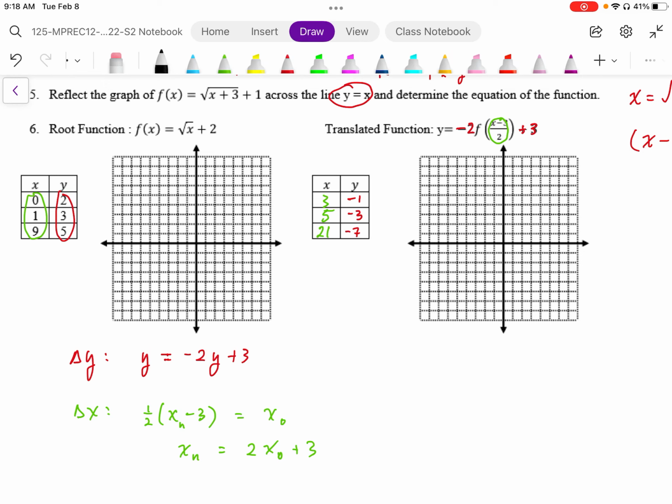So I'm going to scale my x coordinates to draw this graph. So the original graph, I'm going to put my original square root points in. Okay, so I'm going to have my original square root points like that. My transformed points, I'm going to have at x equals 3, -1, 5, -3, 21, -7. So -7 right about here. Okay, 1, 2, 3, 4, 5, 6, 7. There it is. Okay, so there's my vertex.